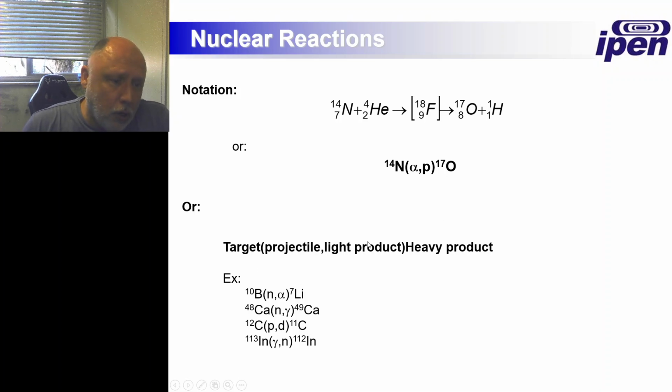Same thing goes for the other ones in the previous page. For instance, we have boron 10, we have an N-alpha reaction, so meaning a neutron comes in, an alpha comes out, and you're left with lithium 7. Calcium 48, an N-gamma reaction, meaning a neutron comes in, gamma comes out, and you're left with calcium 49. Carbon 12, proton comes in, deuteron comes out, remembering deuteron is hydrogen 2, and we're left with carbon 11, and so on. Okay?